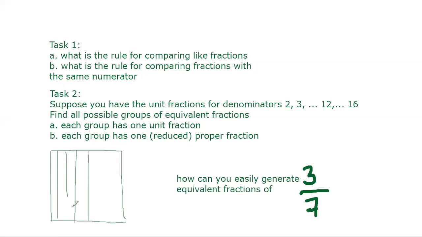So this is 3 by 7. The 3 by 7 part is shaded. Now, if you want to find its equivalent fraction, you need to split it this way, right? So if you split it in 4 parts, then the total number of pieces becomes 7 times 4, right?